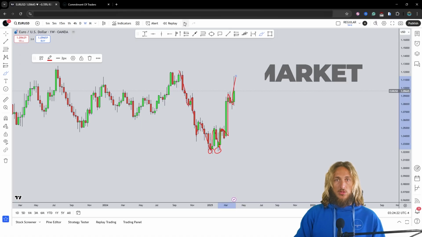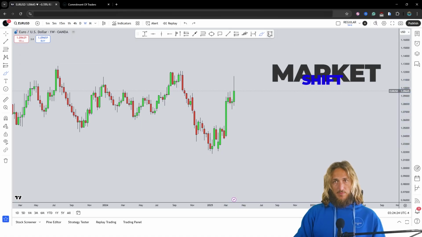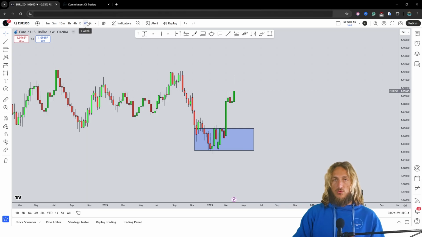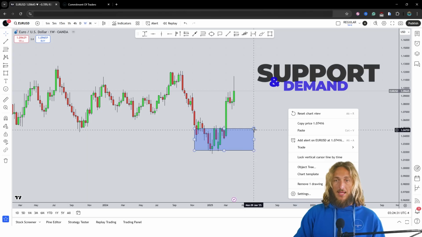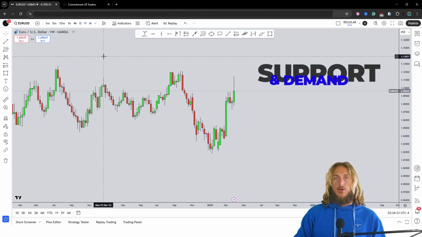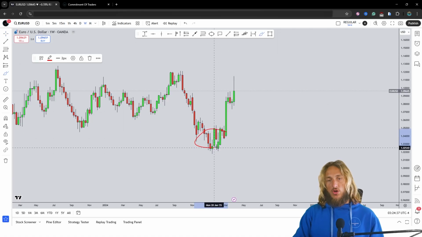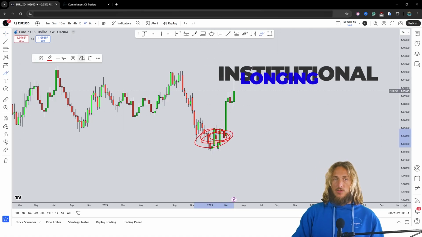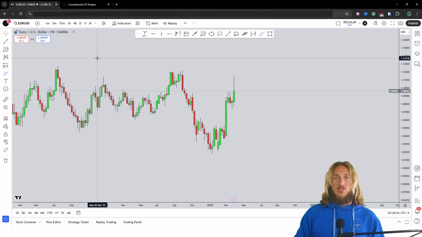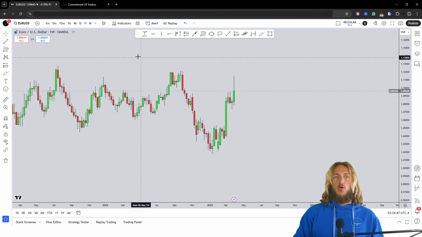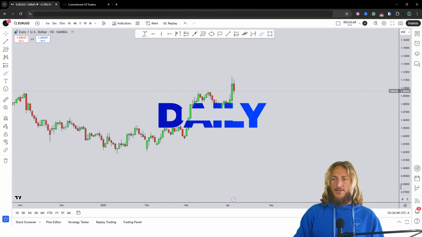Also, let's keep in mind that the inversion came exactly at that previous historical monthly support and demand area that we have previously identified. So there's definitely the possibility that we saw some strong institutional buying inside of this zone. We will be speaking about institutional buying in just a few moments when we move to the commitment of traders analysis. For now, let's keep all of this in mind and drop down on the daily time frame.